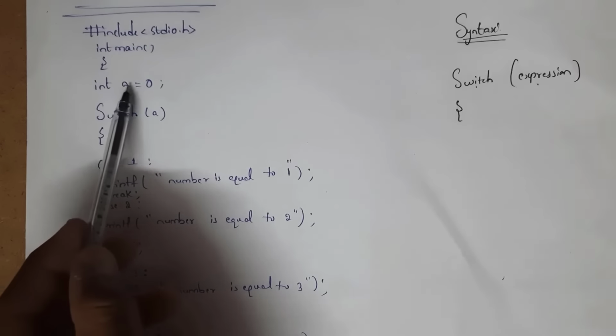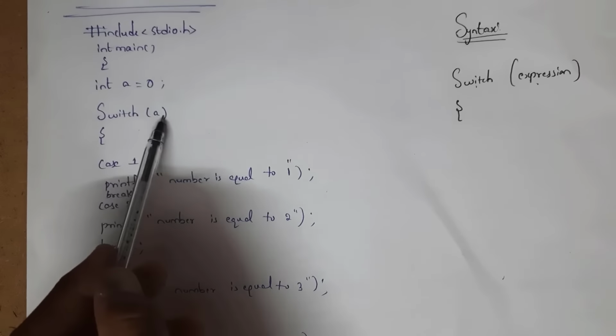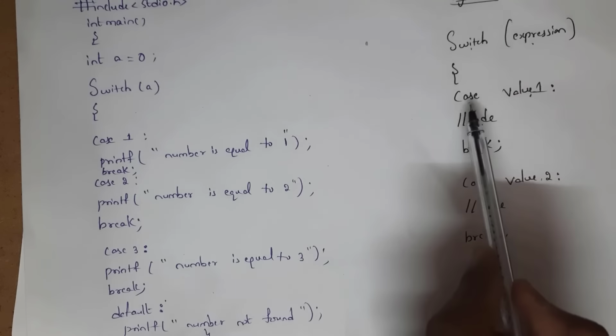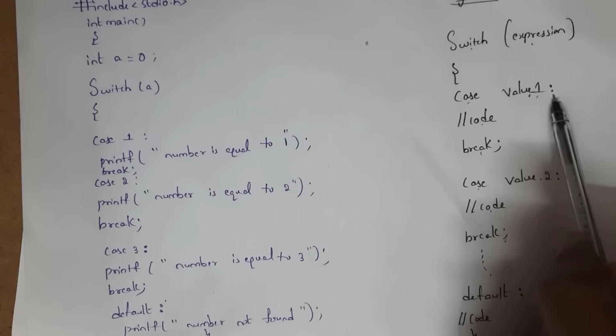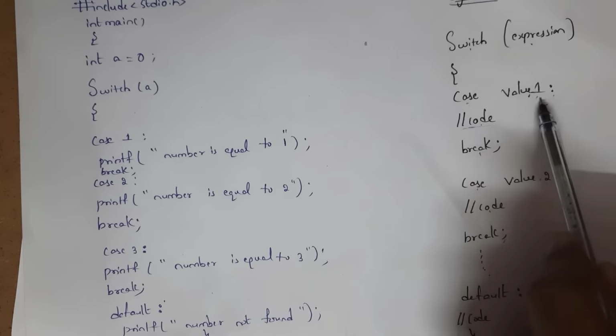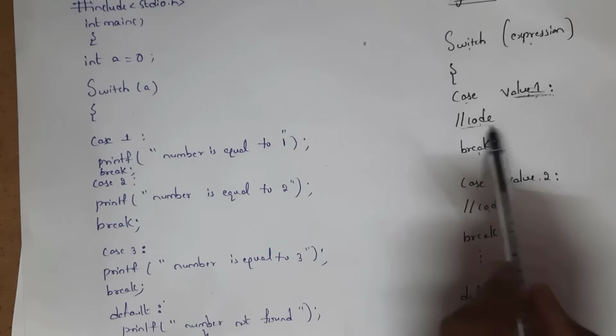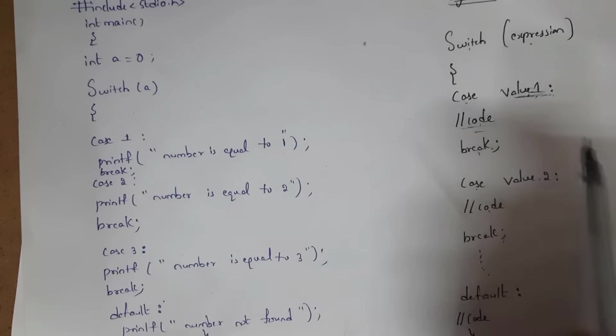For example, here I took int a equal to 0. So here you need to give variable name a. After that you need to give case and give value, and here you need to use colon, not semicolon. You need to use here colon. This case contains some code. If this condition is satisfied, then this code will be executed. We need to break this case and we need to start new case.